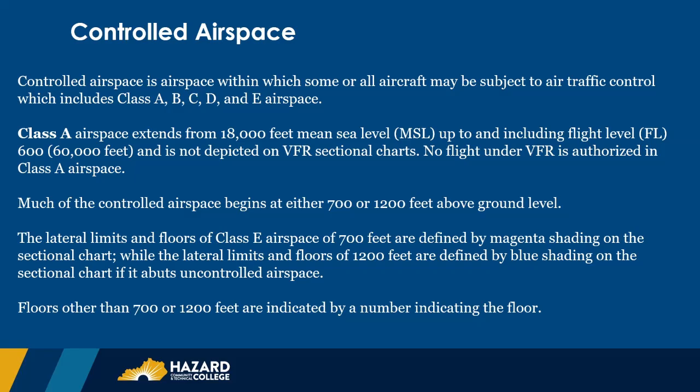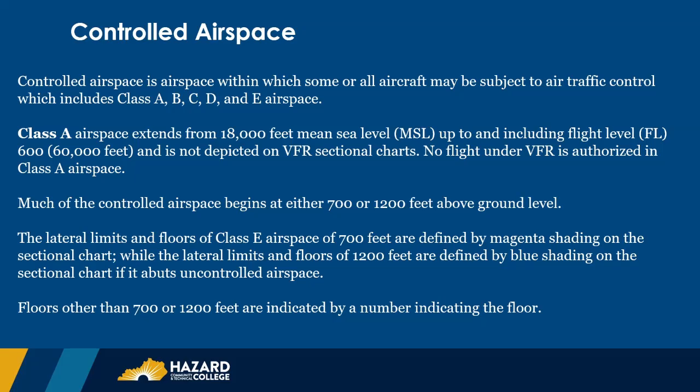Controlled airspace is airspace within which some or all aircraft may be subject to air traffic control, which includes Class A, B, C, D, and E airspace. Class A airspace extends from 18,000 feet mean sea level, or MSL, up to and including flight level 600, or 60,000 feet, and is not depicted on VFR sectional charts. No flight under VFR is authorized in Class A airspace.